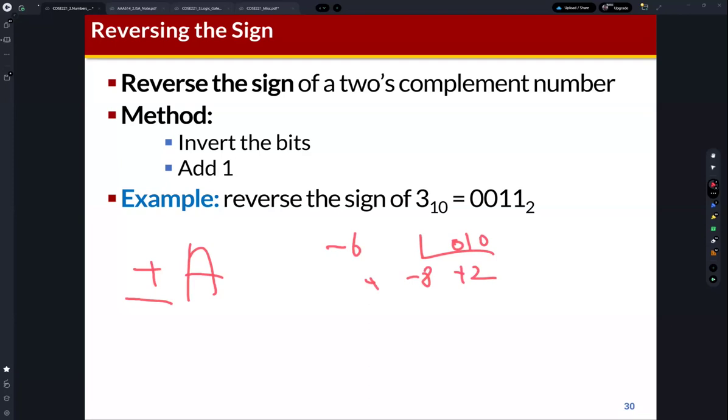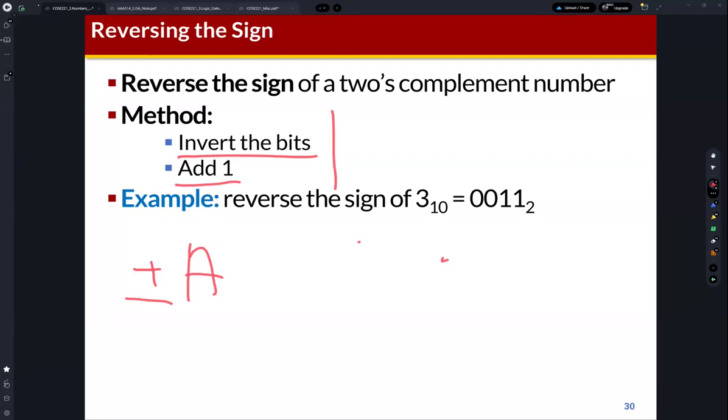Then how can we reverse the sign? Actually, reversing the sign is frequently used in the real world, right? We can frequently reverse the sign of numbers. So this method is not good because it's a little bit complex. So actually we can use this method. Firstly, invert the bits and add 1. Okay? So what does it mean?